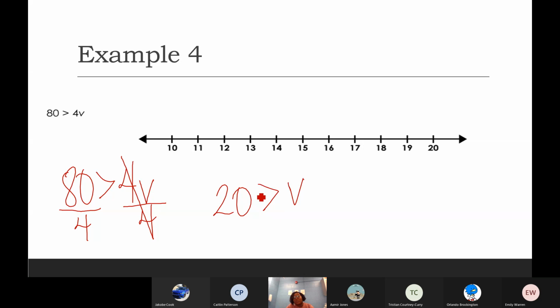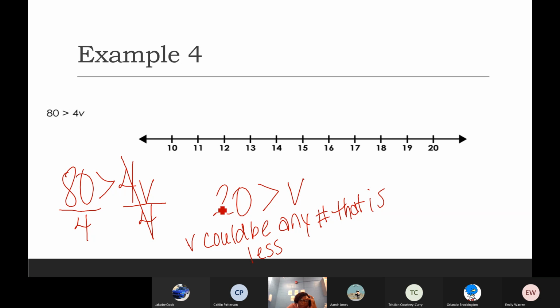20. So what we're saying here right now is, and we're going to write under this, v could be any number that is less than what number, y'all? 20. 20.